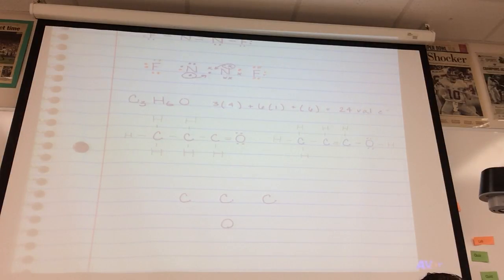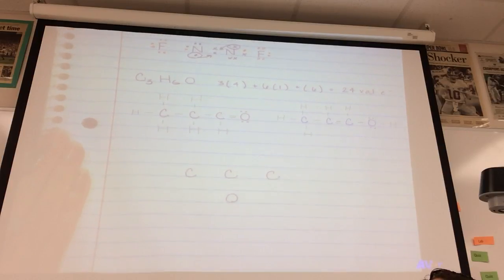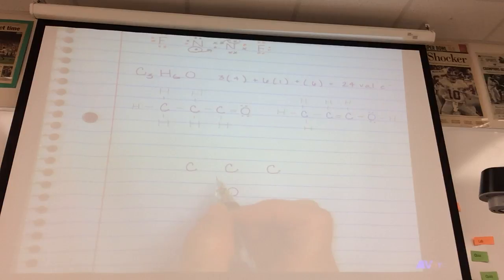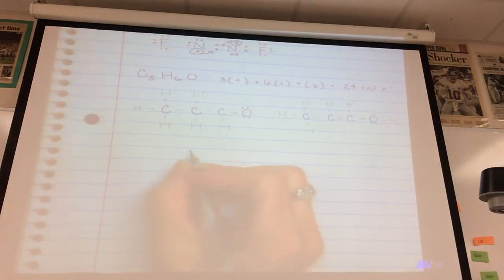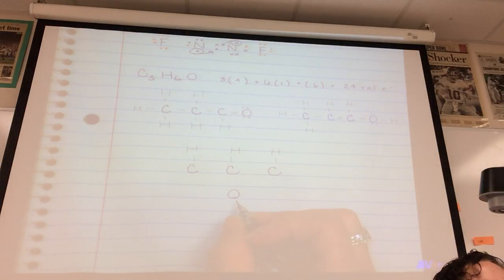Where do you want to put the H's? Go ahead, Haley. On all sides, or not on all sides. On top of the C's. Yeah. And then around the O. Like on the right, the left, and the bottom. O only wants to form two bonds, two lone pairs, so don't smack three H's on it. Oh, so one H on the bottom. Okay.